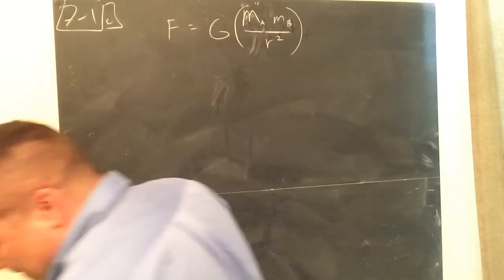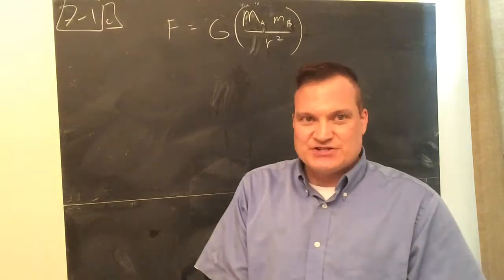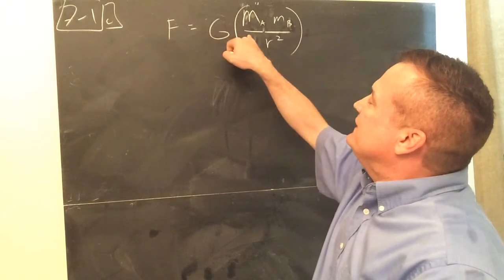Okay, so let's do a little bit of problems with this calculation. They call it an inverse square relationship because the weight is proportional to the inverse.